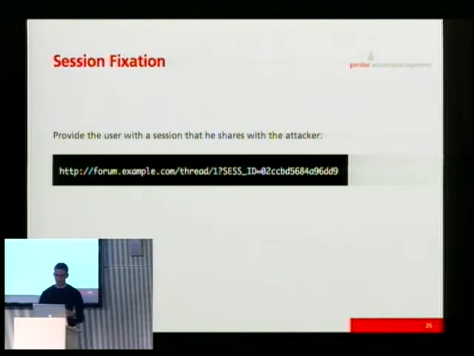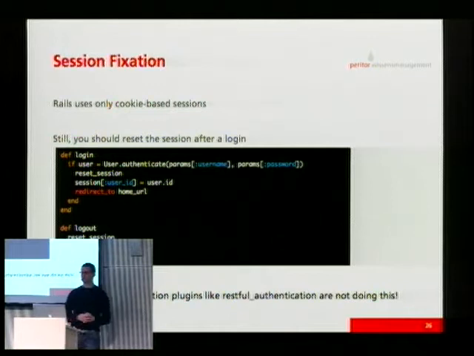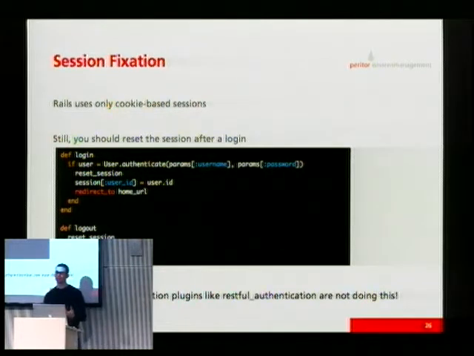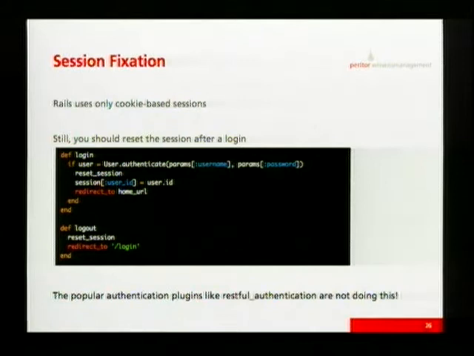And what can you do about it? If you only keep the session in the cookies, it's a bit more difficult to do this kind of attack, but it's still a viable attack. But at least Rails only uses cookie-based sessions, so it's not vulnerable to this very easy kind of attack where you just put the identifier in the URL. But still, you should reset the session after each login. After the user authenticates, you reset the session and create a new session identifier. So even if the attacker knew the session identifier beforehand, it's no longer valid.